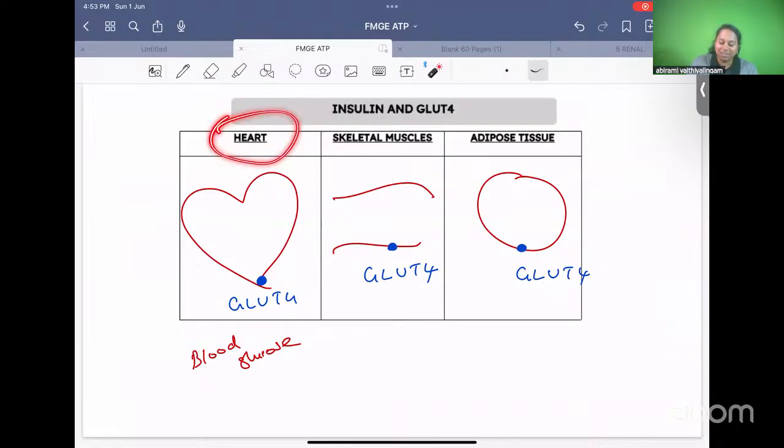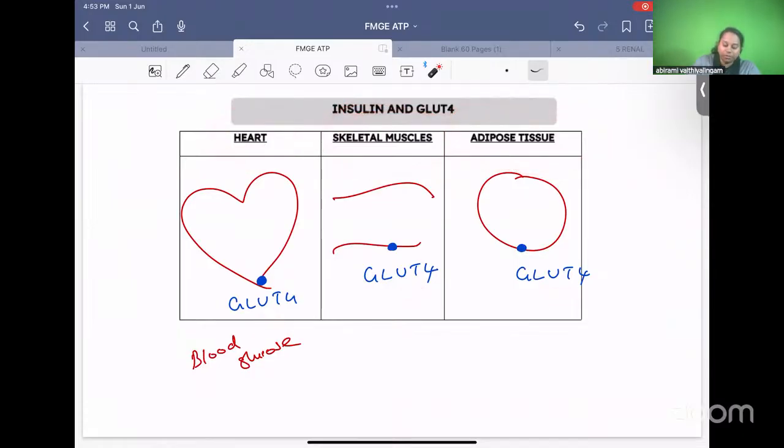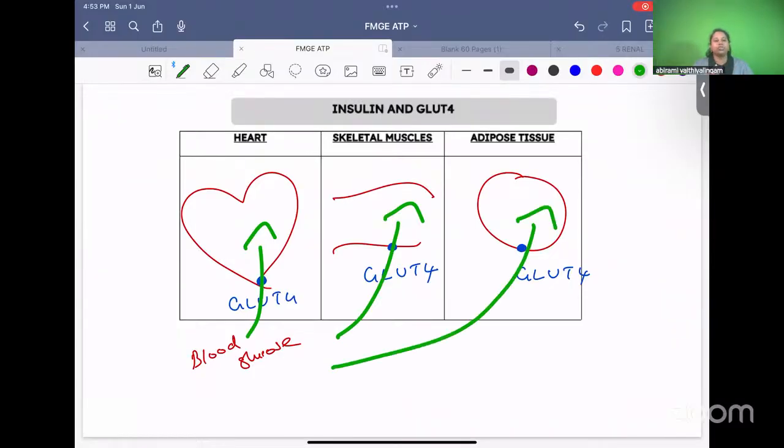In heart muscles, skeletal muscles, and adipose tissue, there is a transporter called GLUT4. So what will insulin do? Whenever blood has glucose, it will open up GLUT4 in cardiac muscle, skeletal muscle, and adipose tissue, and will send all the blood glucose into these cells.